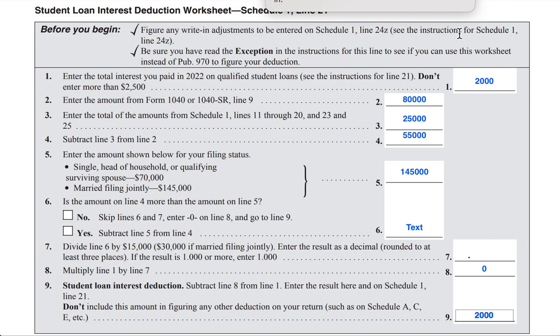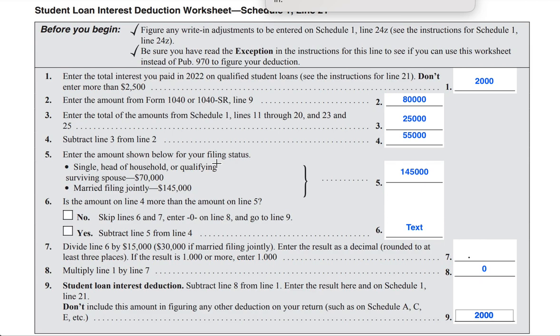So when we subtract line 3 from line 2, we arrive at $55,000. And now we're going to compare it to this amount right here. So the single, as I mentioned, $70,000. The married filing jointly, $145,000. Now this is the bottom of what's known as a phase out. So the numbers that I represented before, $85,000 and $175,000, those are the top of the phase outs.